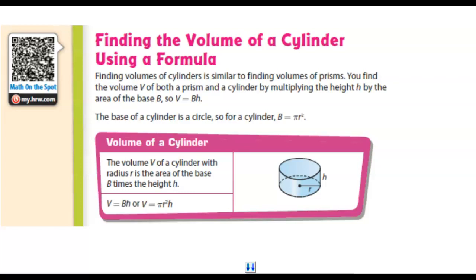So now we're going to start using this information. This is again the volume formula for a cylinder. We have area of the base times the height of the prism, or we can just take pi times radius squared times the height of the prism, or in this case cylinder.